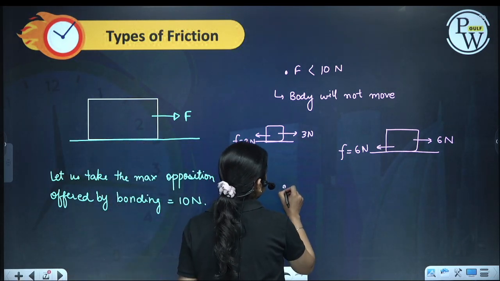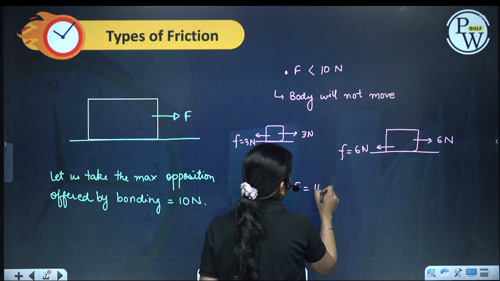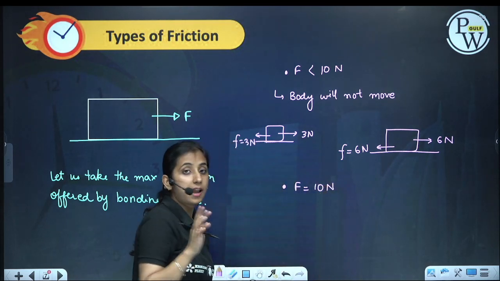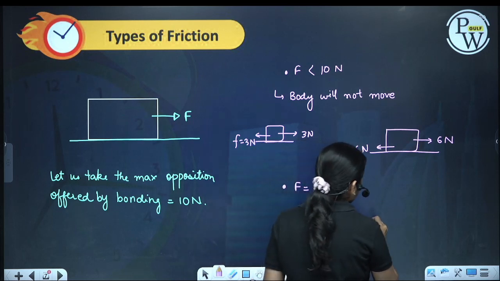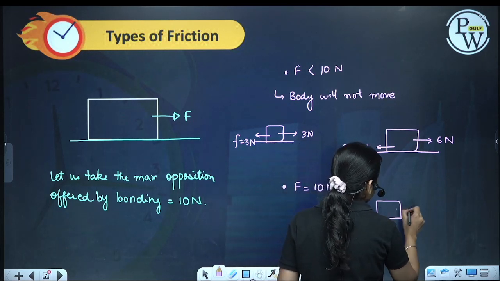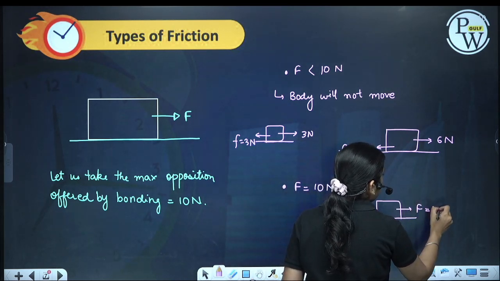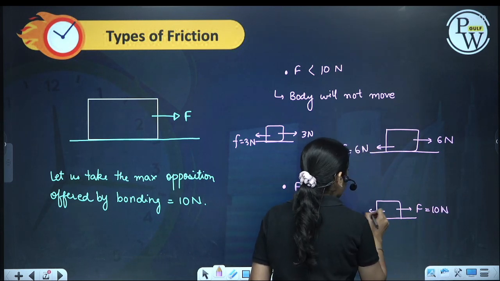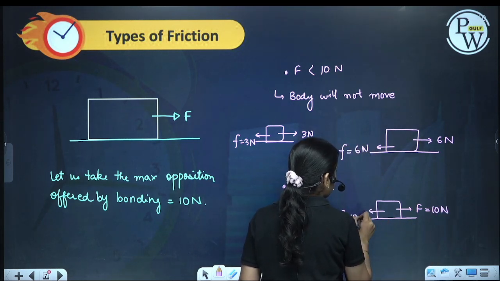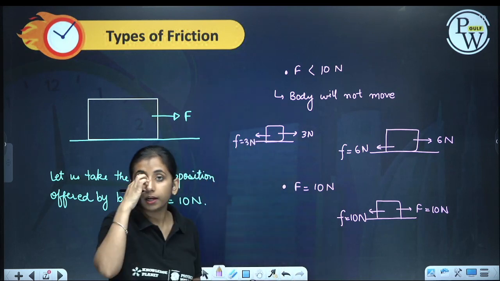Now let us take that we apply a force of 10 Newton. Bond strength will be at its maximum peak. We have applied a force of 10 Newton. Bonding can offer a maximum opposition of 10 Newton. So frictional force will be 10 Newton.